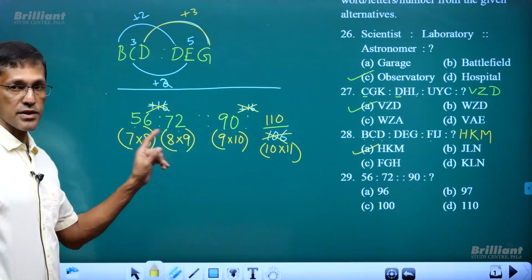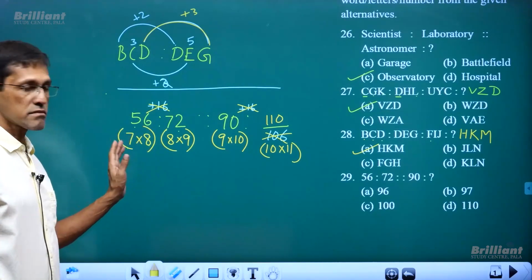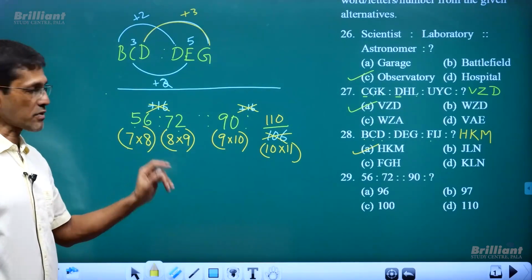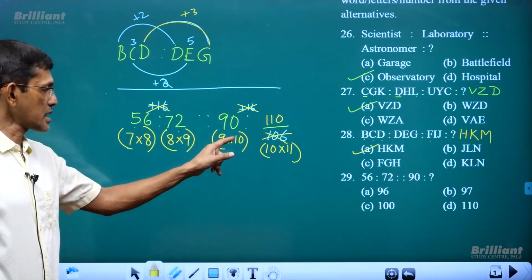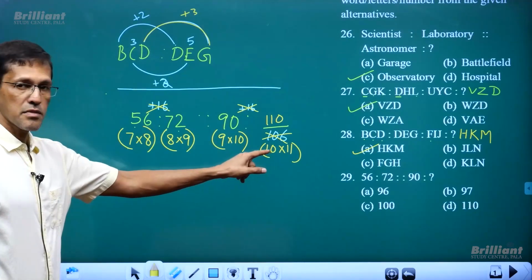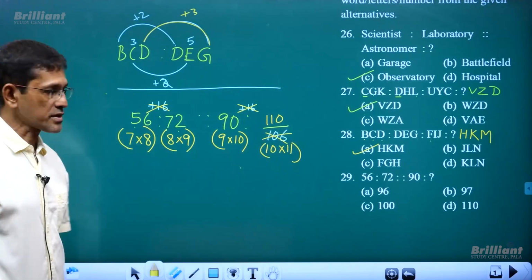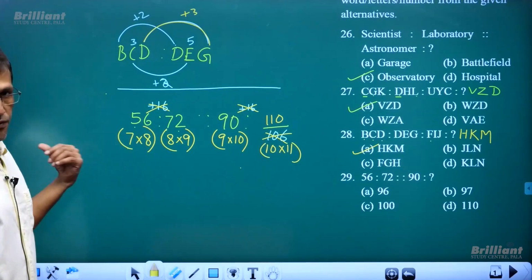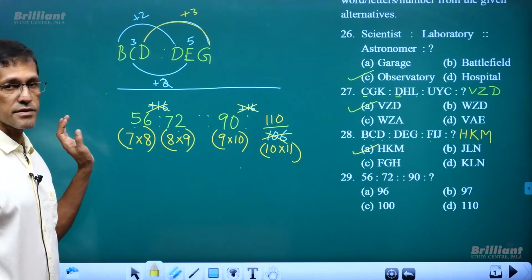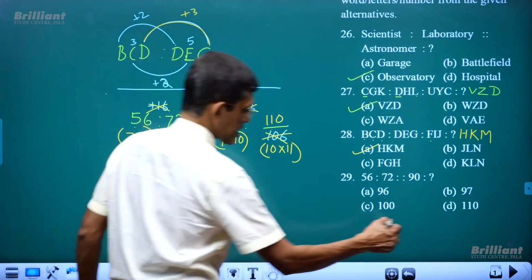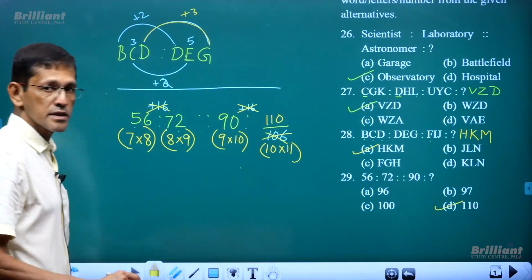7 into 8, 8 into 9. 7 into 8, well, 7 and 8 are consecutive numbers. The next one is 8 and 9, consecutive numbers. So same pattern here, 9 and 10. And the first number here is 10 and the next consecutive number is 11, right? So that's multiplication of consecutive numbers starting from 7. 7, 8, etc. Okay, so that's done. So we have the answer right here, 110.